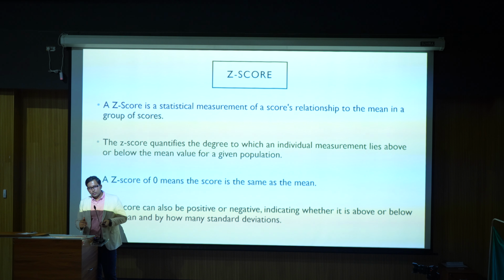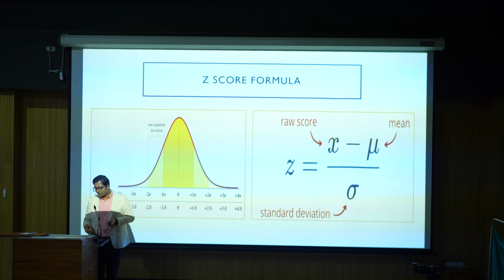So a Z score of 0 will mean that the score is the same as that of the mean. If it is 0, that means it is almost close to the normal expected value for that gestational age for that particular structure. It can be positive or it can be negative, indicating whether it is above or below the mean and by how many standard deviations.